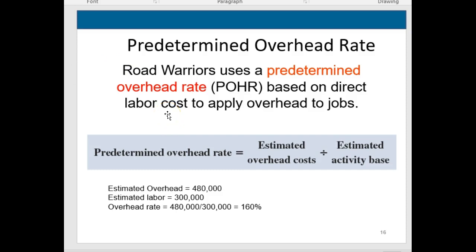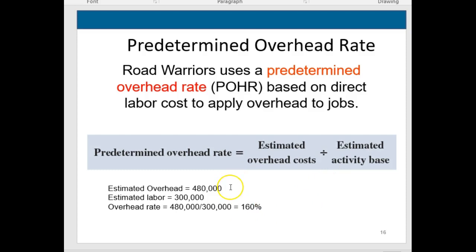So to determine that overhead rate, you're going to either use, in this case, they're going to use labor, or you could use hours, you could use materials, or you could use any other activity base. And the activity base is used as a guideline. So we're going to look at it and say, here's our overhead costs. This is what we estimate it will be. This is what we estimate our labor is going to be.